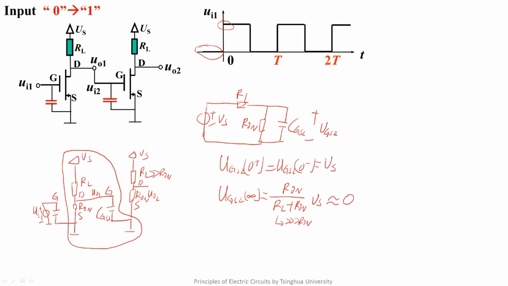Then we calculate tau of the whole first-order circuit. REQ seen from here to the left is a parallel connection of R-on and RL. So tau equals C multiplied by R-on parallel to RL. Because RL is far larger than R-on, R-on parallel RL equals R-on. The value of R-on is about tens to hundreds of ohms, so it's a relatively small time constant, and the whole circuit changes fast.